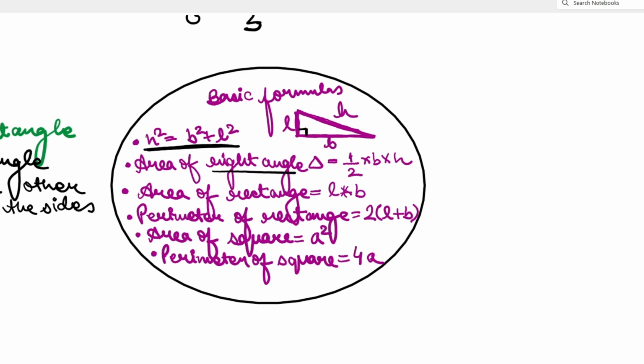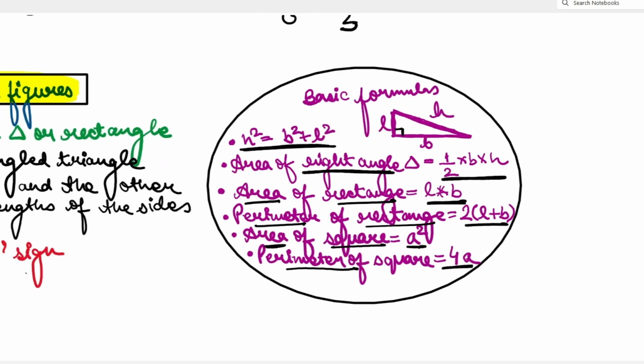Then the area of a right angle triangle is equal to half into base into height. Area of a rectangle is equal to length into breadth. Perimeter of a rectangle is equal to 2 into (length plus breadth). Area of a square is equal to a square, and perimeter of a square is equal to 4 into a.